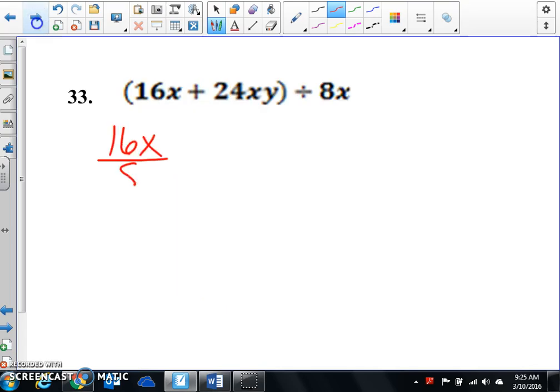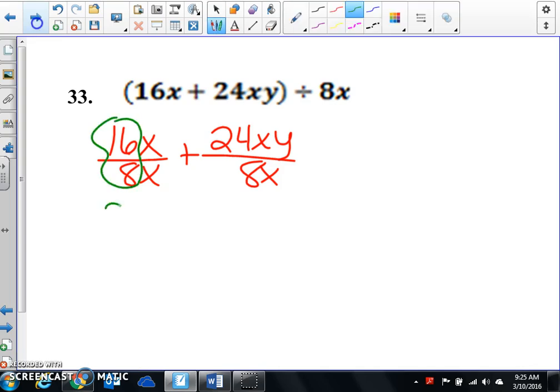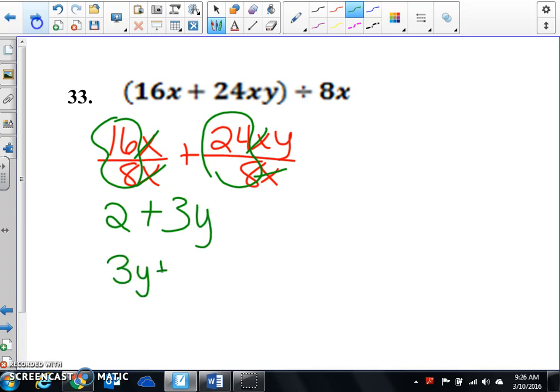16x over 8x plus 24xy over 8x. 16 divided by 8 is 2. My x's go away. Plus 24 divided by 8 is 3. My x's go away, leaving me with y. And then I rewrite it as 3y plus 2 because I always want my constant at the end.